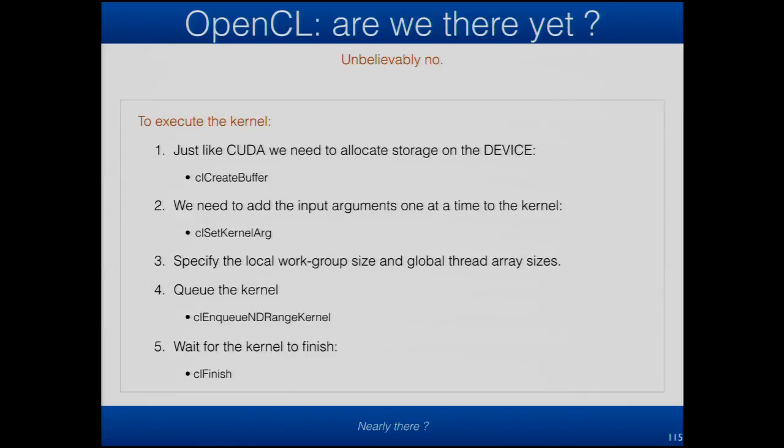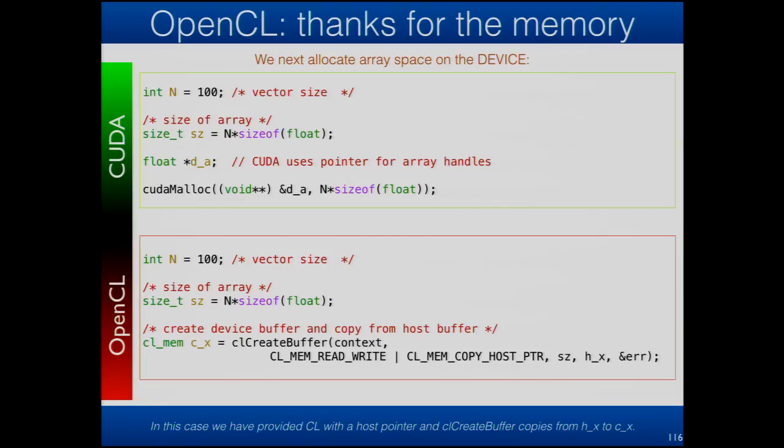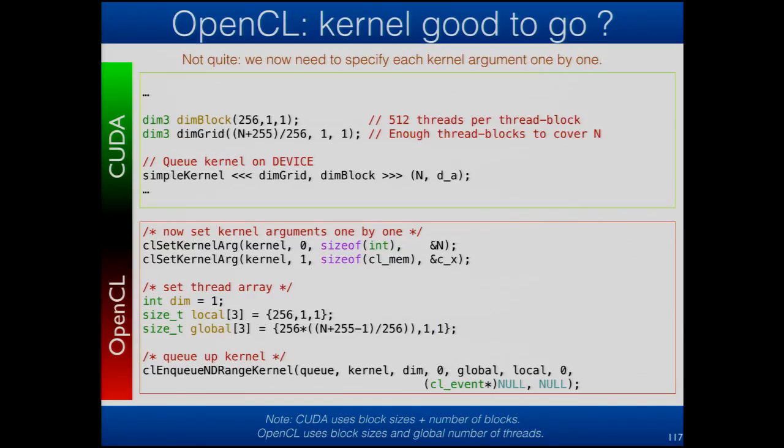Are we done? No, well, then we have to queue up the kernel, and that's another API call, and then we want to wait for the kernel to finish. We'll call CL finish. So in CUDA, you'd use CUDA malloc. In OpenCL, you'd use create buffer. In CUDA, you specify the size of the grid of threads and just call it. In OpenCL, we have to set the kernel arguments, then specify the number of threads, and pass all of this into the ND range kernel call.